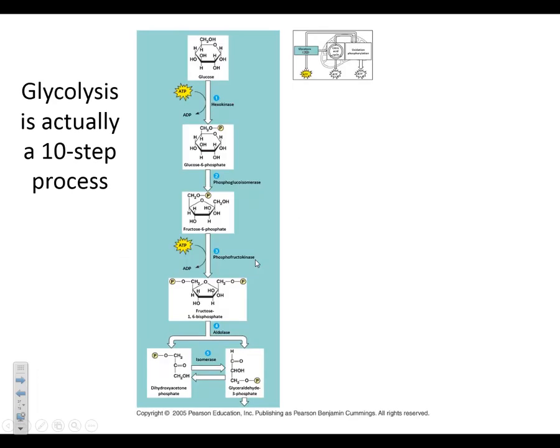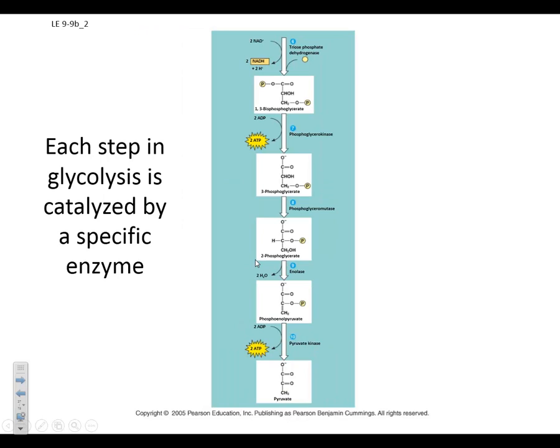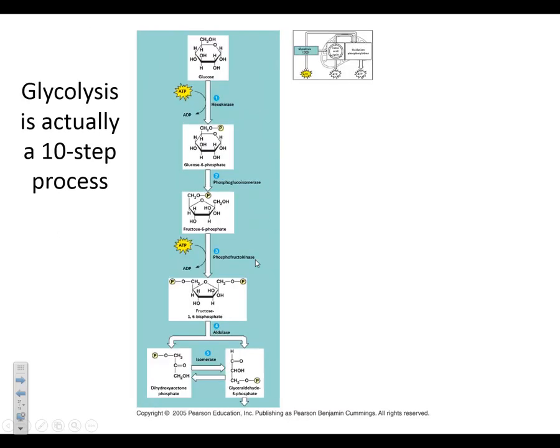10 steps, right? First, glucose turns into glucose 6-phosphate, and then to fructose 6-phosphate, and then to fructose 1,6-bisphosphate, and then half of it turns into dihydroxyacetone phosphate, and so on. There's 10 steps in this process. Why do I show you these steps? You certainly do not need to know them.